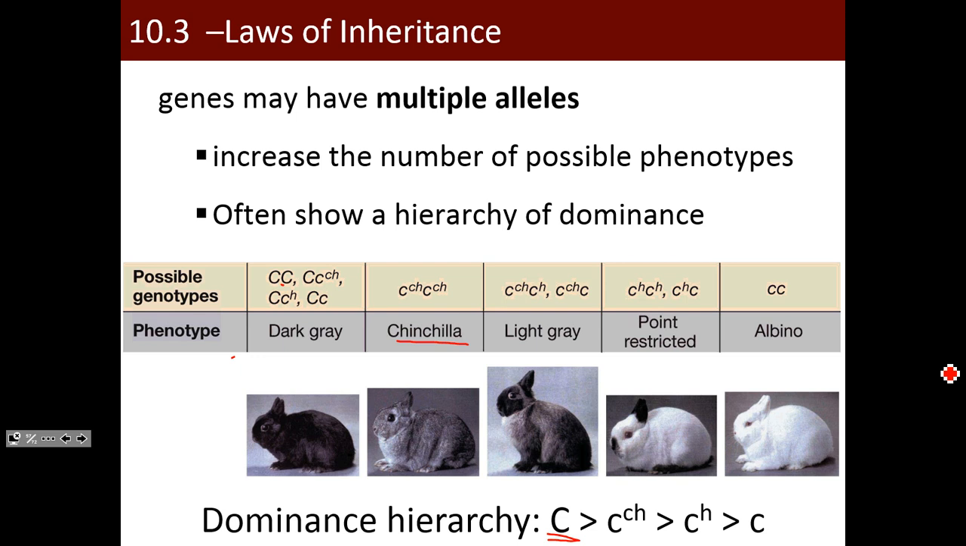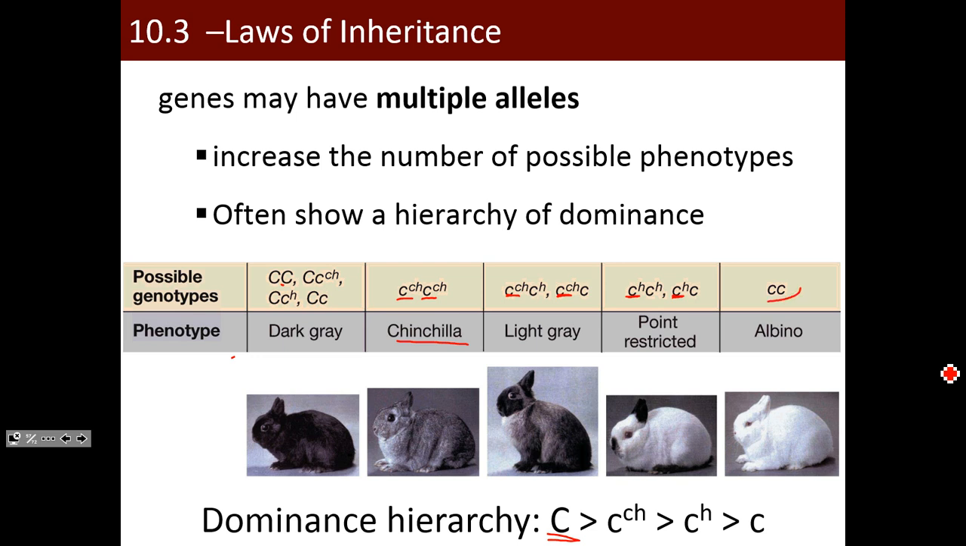color. But the only way you get a chinchilla rabbit is to have 2 copies of the chinchilla allele. Okay, so you have to have 2 copies of this sort of second dominant allele. Light gray occurs anytime you have one chinchilla allele and something more recessive than it, either the point restricted allele or the albino allele. Point restriction occurs anytime you have CH, a point restriction allele, and something the same or less dominant than it. We'll come back and look at point restriction in a little while.